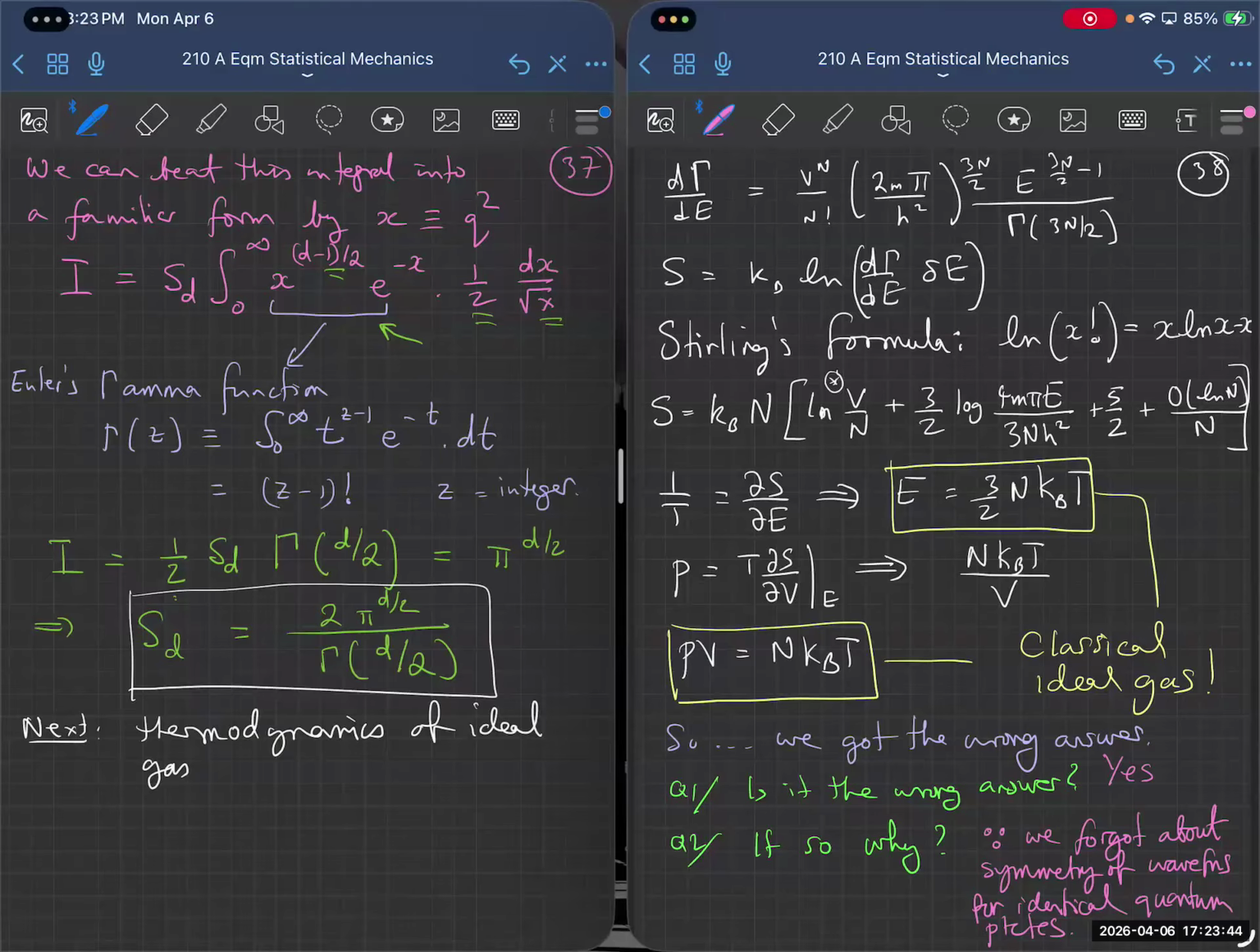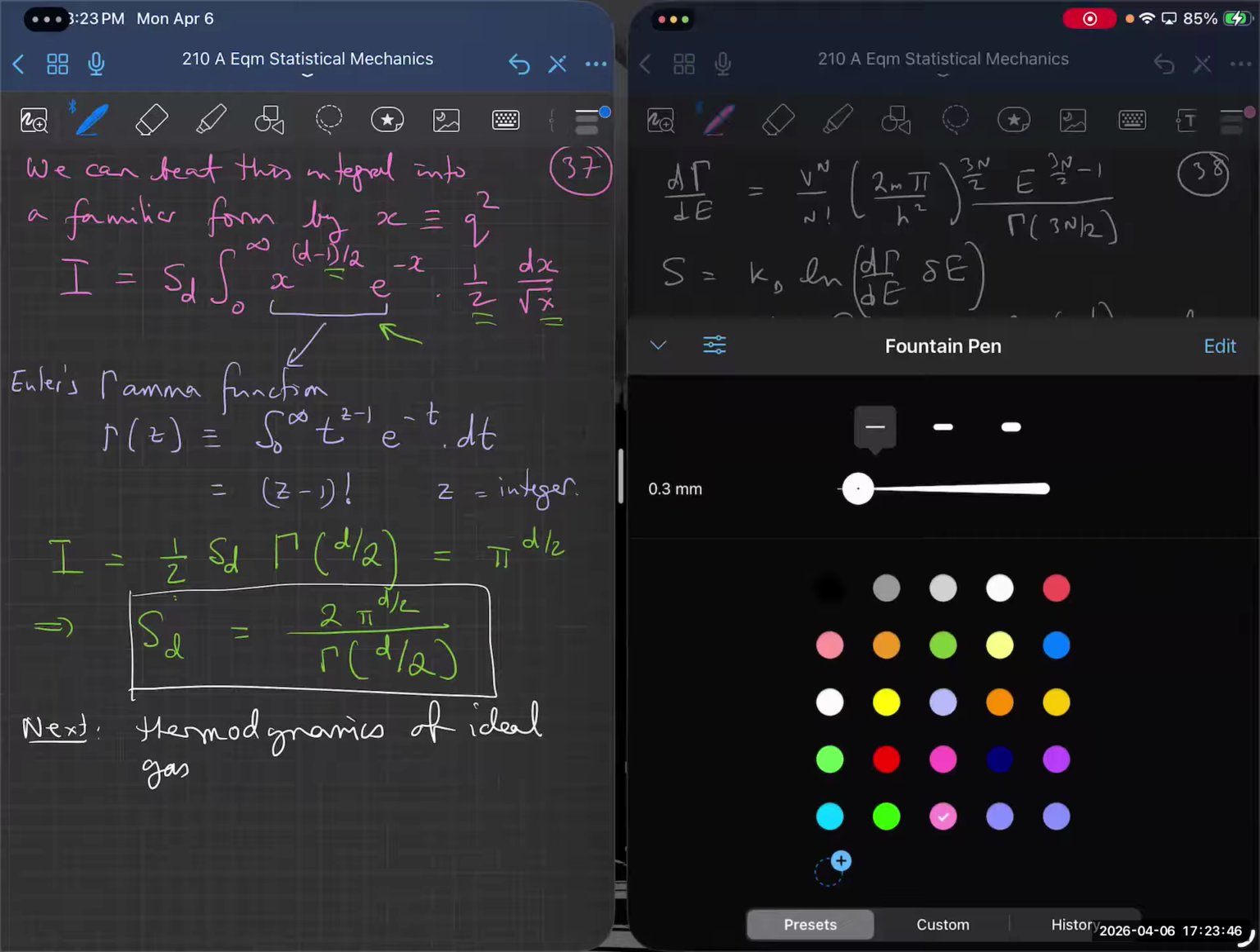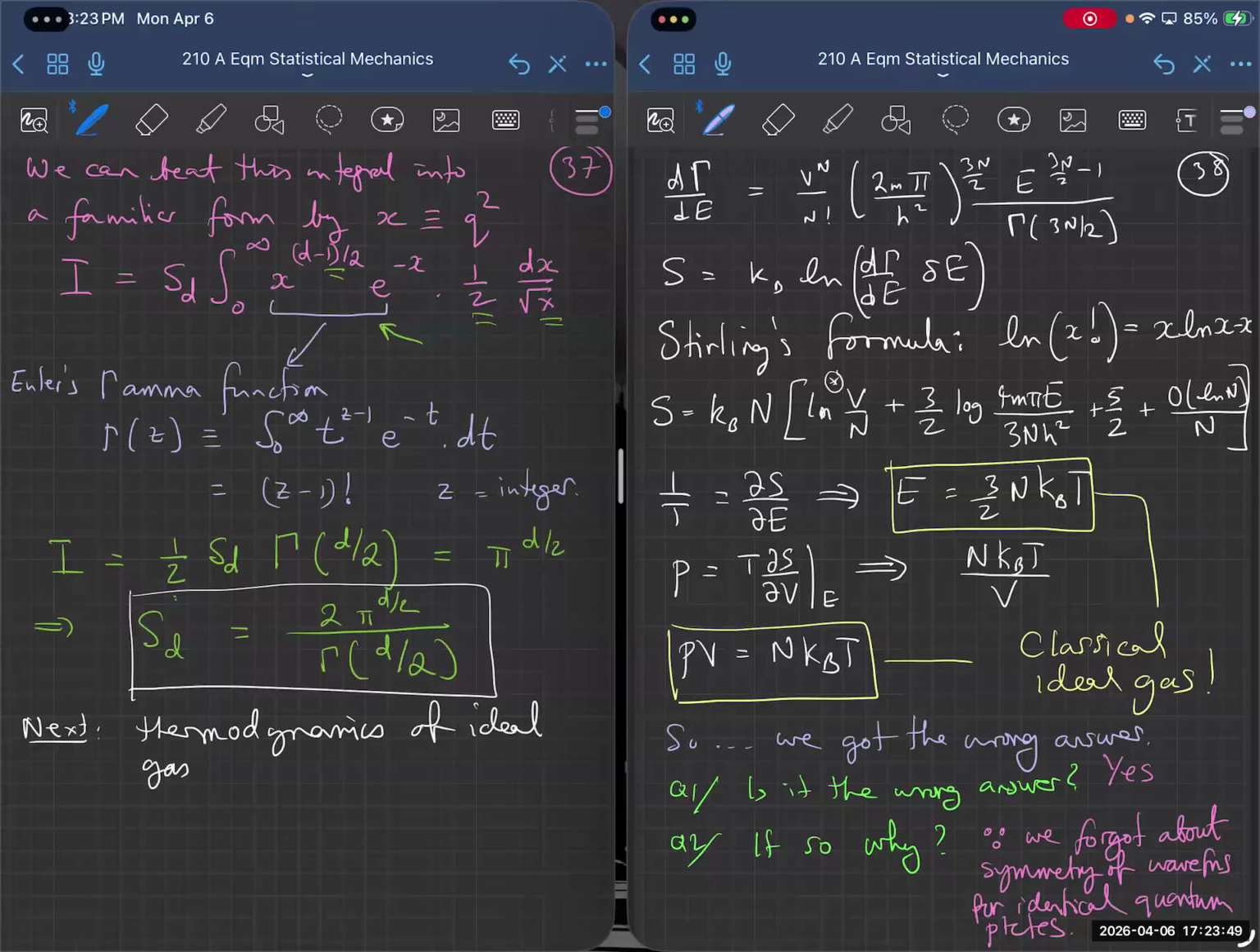So this formula has a name. It was a great triumph of early quantum mechanics. This is called the Sackur-Tetrode formula. And I think it was discovered in, I don't know, 1928, something like that.